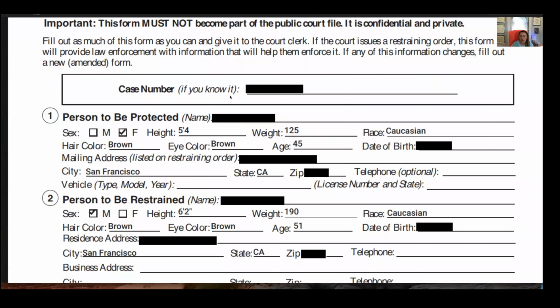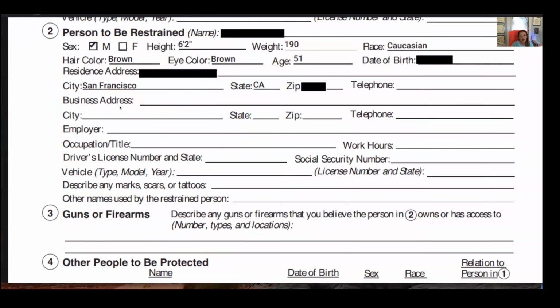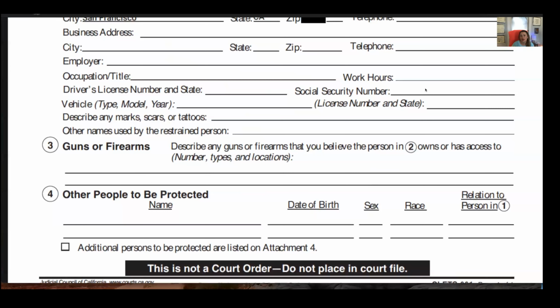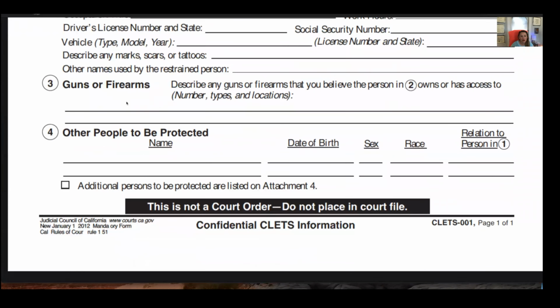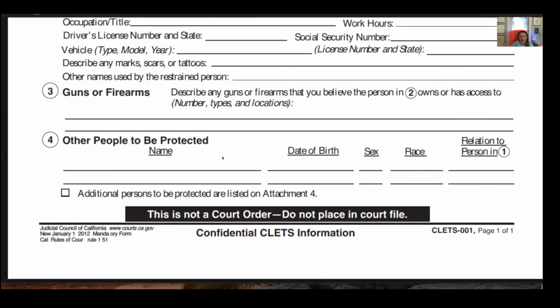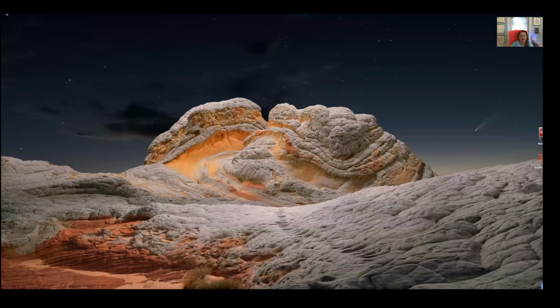If you know the case number, fill it in; obviously if you're initiating the filing, you don't. Then same thing that you did on DV-100 and DV-110: person to be protected, person to be restrained. You see there's a social security number, but you don't have to worry about it because the clerk is not going to file this form. And number 3, guns or firearms, other people to be protected. So remember to file this form. Sometimes the filing gets bounced because you don't file this form.